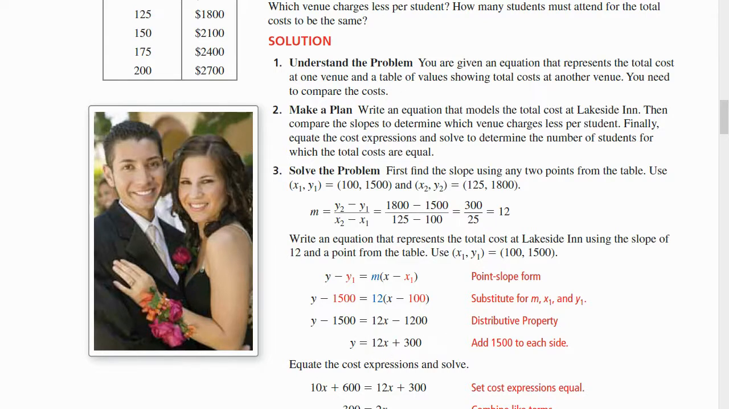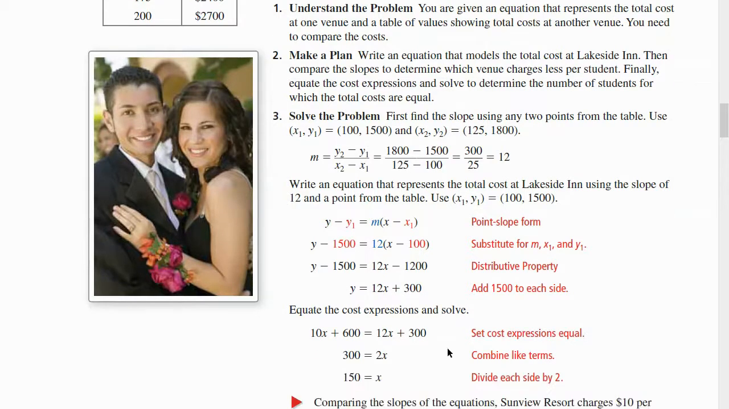But where we can solve that is basically take this equation and this equation. They're both equal to y. Just set them equal to each other and solve for x, because the question is how many students for the cost to be the same. So solving for x here, if I set this equal to this, I would subtract 10x from both sides. 12x minus 10x is 2x.